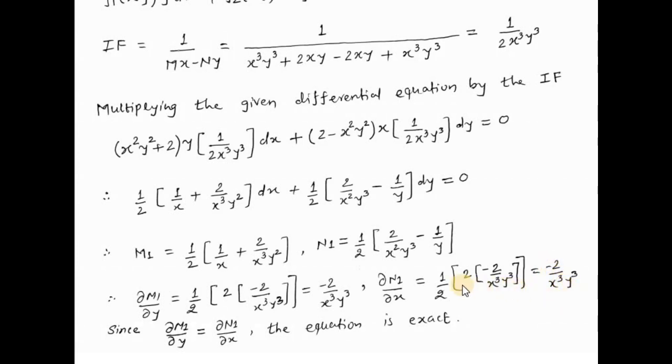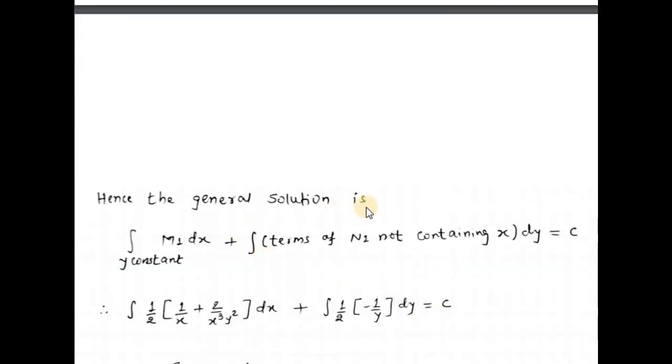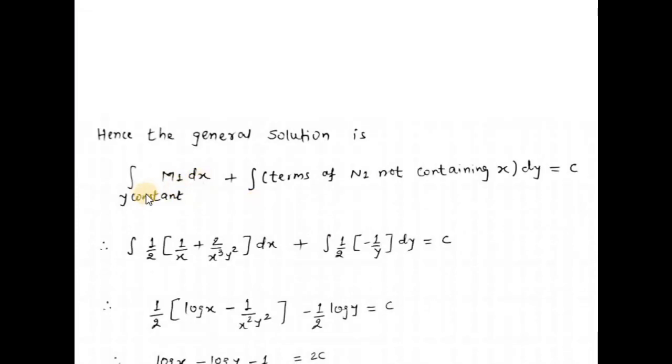So here, as you can see, ∂M1/∂y is equal to ∂N1/∂x. Therefore the equation is exact. So the general solution is given by the integration of M1 dx, where y is a constant, plus the integration of terms of N1 not containing x, dy, is equal to c.